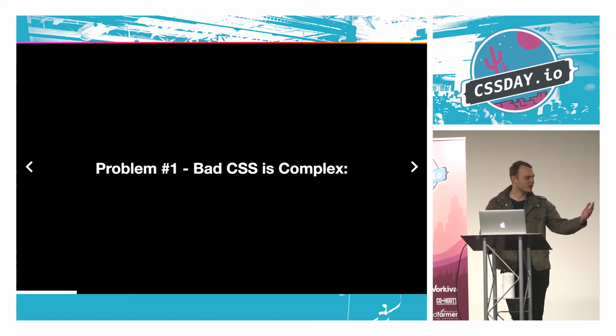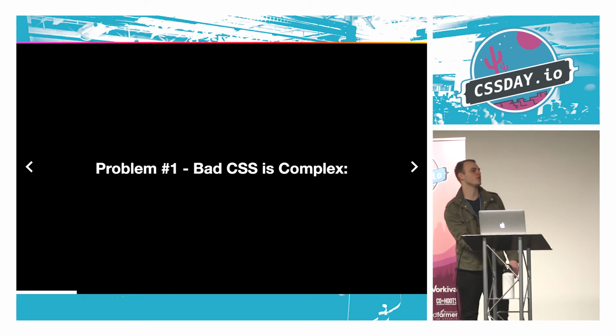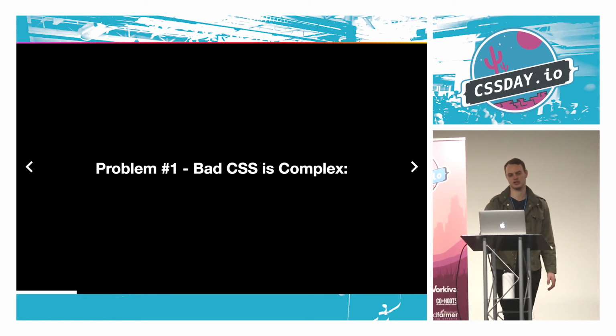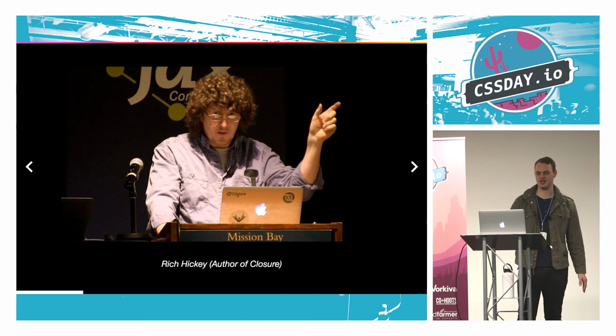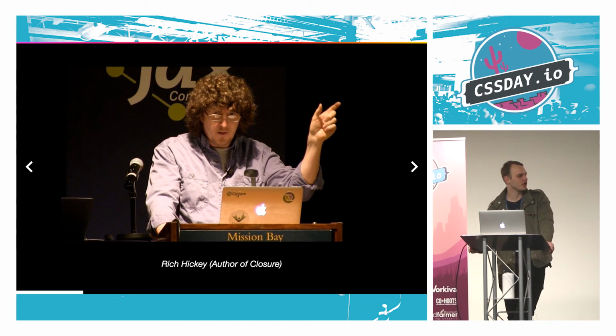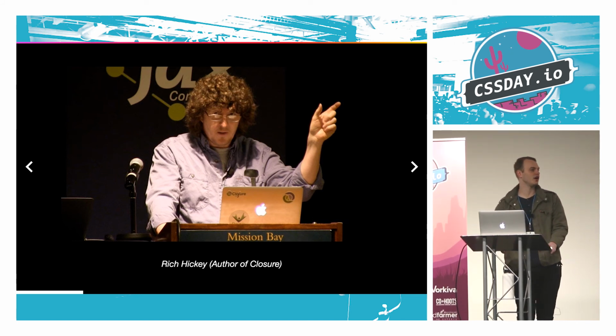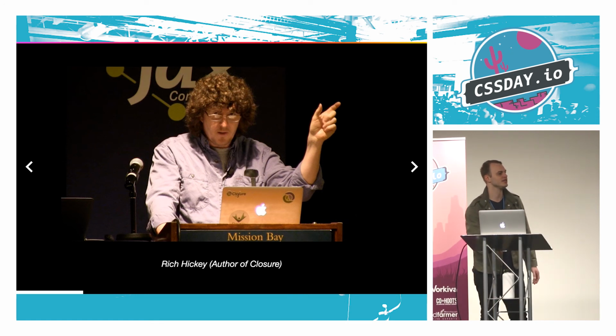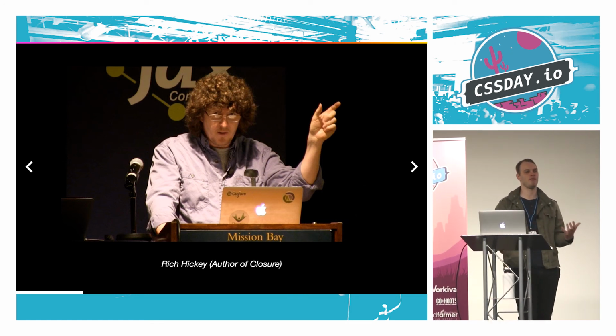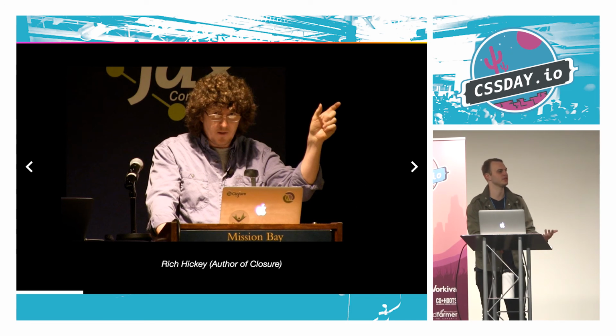So let's tackle a couple of these problems. Problem number 1, bad CSS is complex. This is Rich Hickey. He is the author of Clojure, which is a functional programming language. And he gives a really great talk called Simple Made Easy, where he talks about what makes something complex versus what makes something simple.